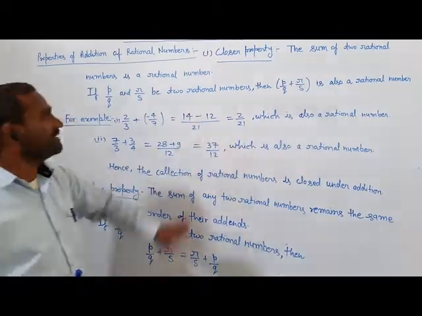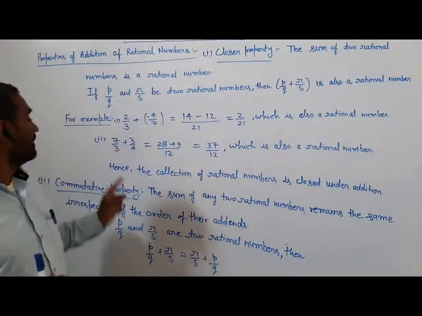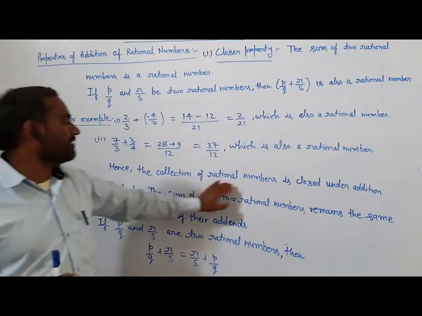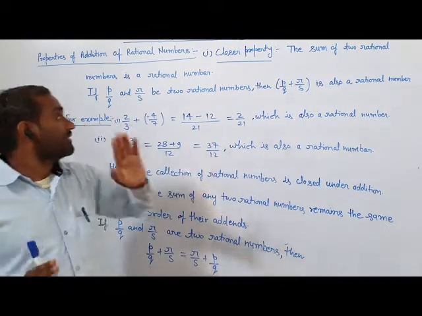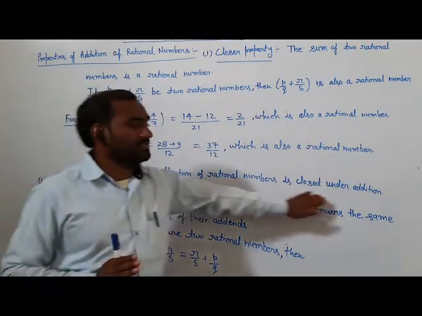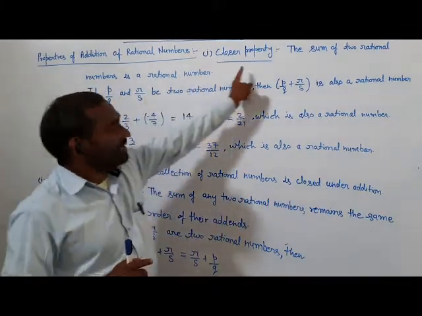So it proves that the sum of two rational numbers is a rational number. Hence, the collection of rational numbers is closed under addition. Addition follows the closure property.